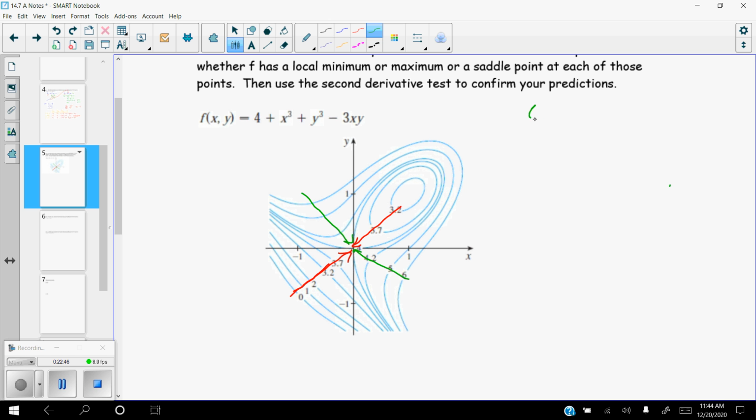So it looks like at 0, 0, we have a saddle point. And this is our guesses right now. All right, so where else might we have something? Where else does it look like this thing might plateau? It looks like maybe around 1, 1, like right around there. We might have some kind of a plateau. So let's see what we've got going on there.